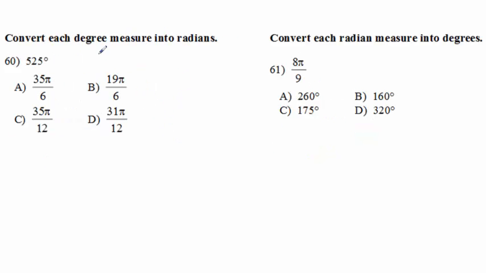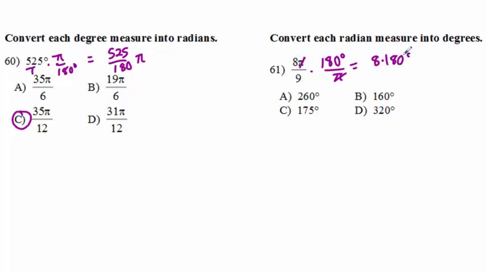To convert from degrees to radians, we put this over 1 and then multiply by pi over 180. So we do on our calculator 525 over 180, and we simplify that, and then we're basically putting a pi on top after we simplify. So that's going to give us C. Here we're going to do 180 over pi because we want the pi's to cancel. So then we'll type in our calculator 8 times 180 divided by 9 and get 160, which is B.